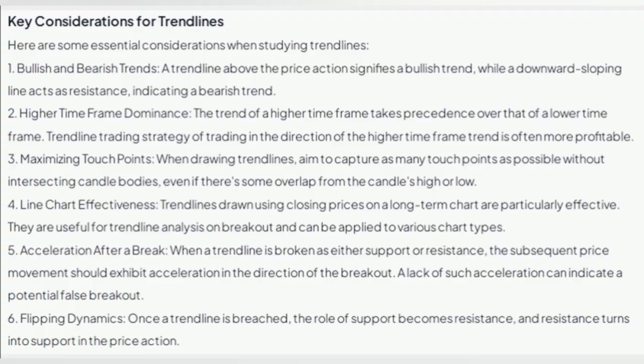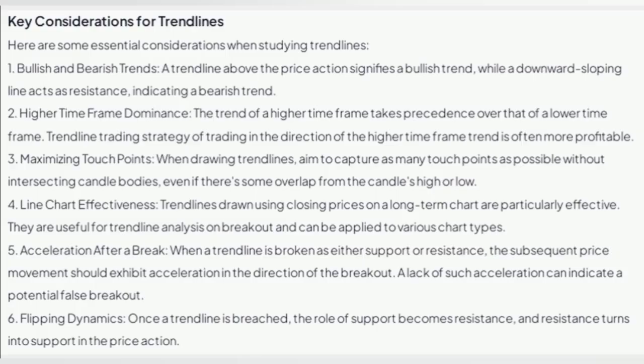Key considerations for trend lines. Here are some essential considerations when studying trend lines. 1. Bullish and bearish trends. A trend line below the price action signifies a bullish trend, while a downward sloping line acts as resistance, indicating a bearish trend. 2. Higher time frame dominance.